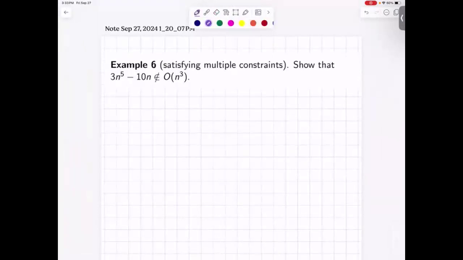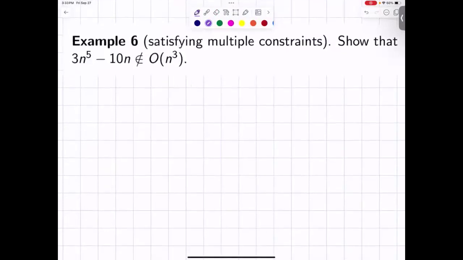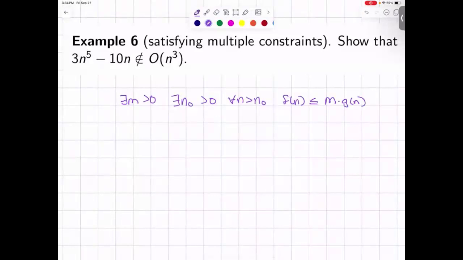As we often do, let's go ahead and start this off with our definition of big O. So our definition of big O: there exists an m greater than 0, there exists an n naught greater than 0, for all n greater than n naught, f of n is going to be less than or equal to m times g of n. Given this definition, we want to make sure that we know that we're actually trying to solve for not big O.